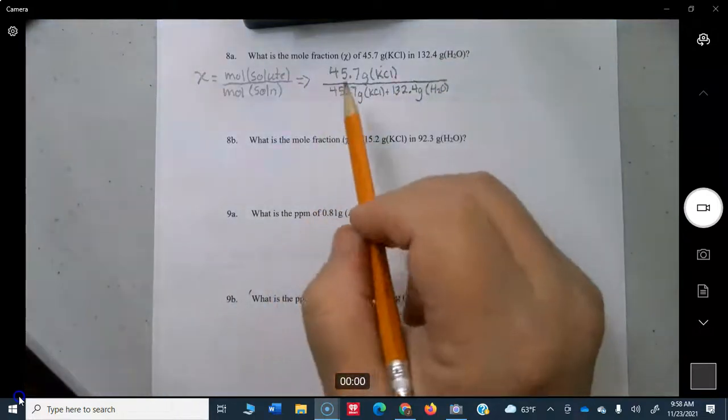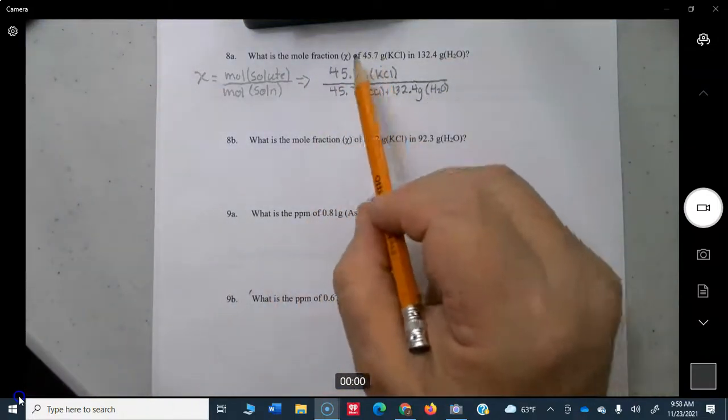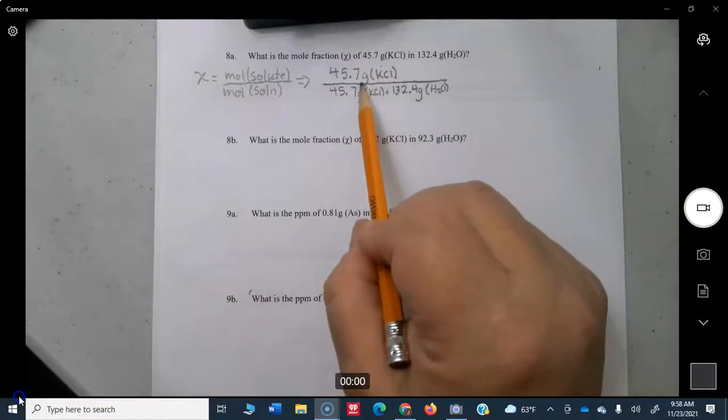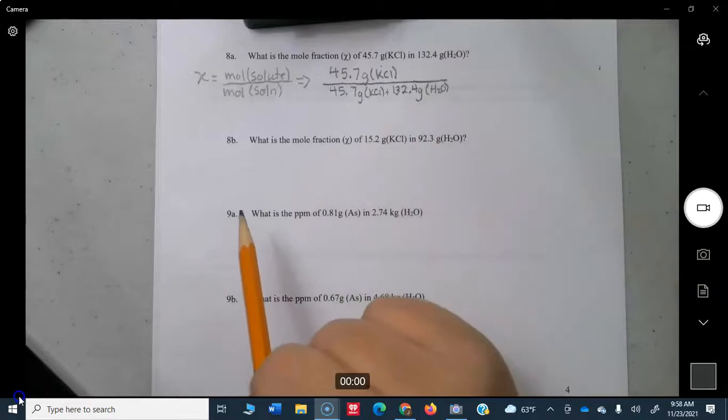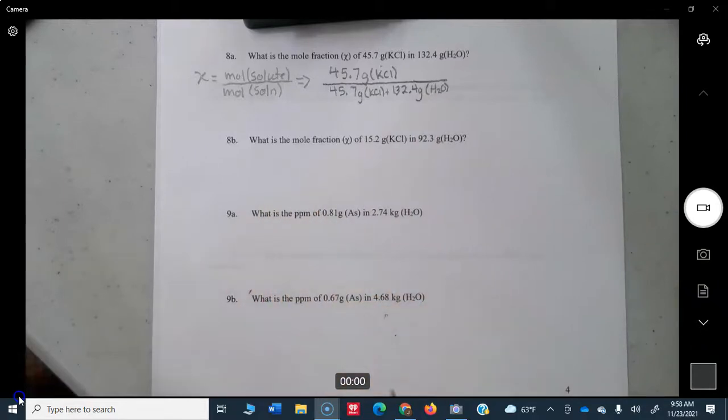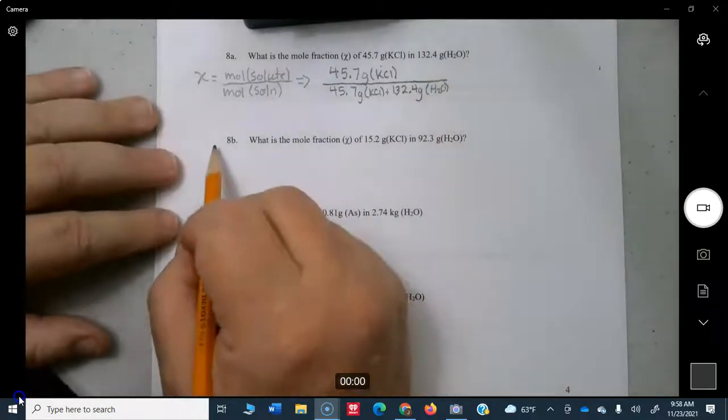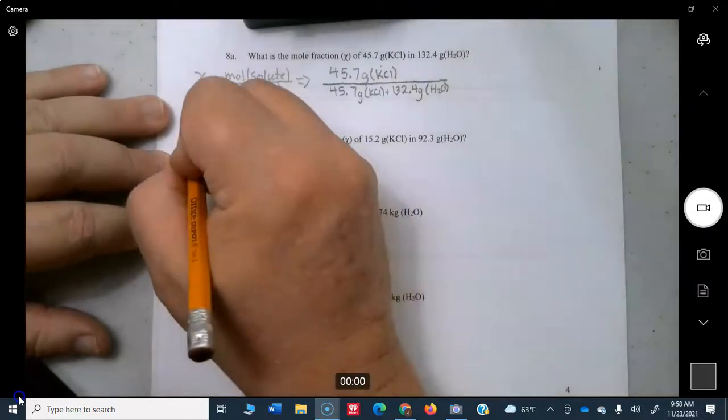Okay, so let's look at what we have to do here. Everything's in grams. We need to get it into moles. So we need to do a molar mass conversion for KCl. We need to do a molar mass conversion for water. And so let's go ahead and do that down here at the bottom. So we'll start with KCl.